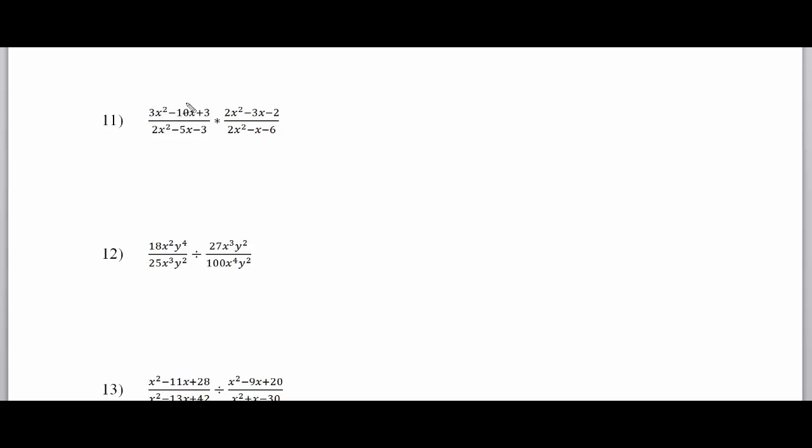So let's look at the numerator of the first fraction. I'm going to multiply the 3 times the 3 to get 9. Now I have to find 2 numbers that would multiply to make 9 that would add to make negative 10. In that case, it's going to be negative 9 and negative 1, because negative 9 times negative 1 is 9, and then adding that up would make a negative 10. So this changes my numerator of this problem to be 3x squared minus 9x minus 1x plus 3.